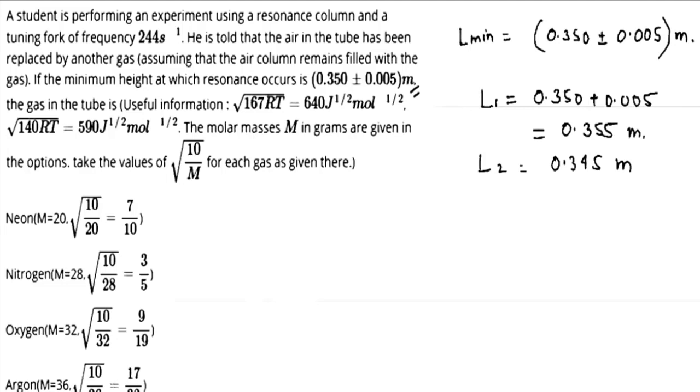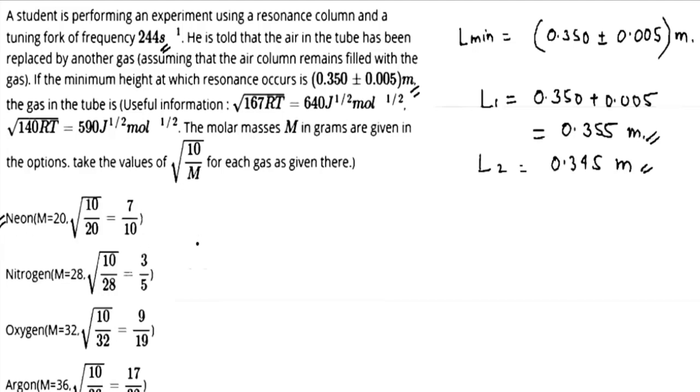So the gas which will give this length, that gas will be giving the resonance with the tuning fork of frequency 244 Hz. So now we have to find the length of the air column for different gases, that is, up to what minimum height these gases can produce resonance.